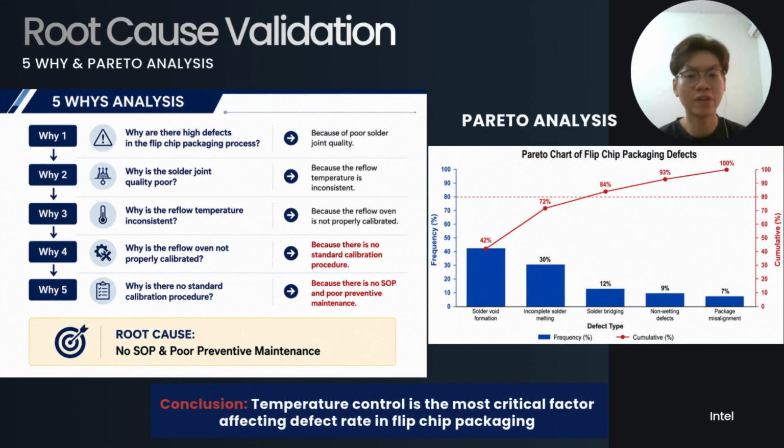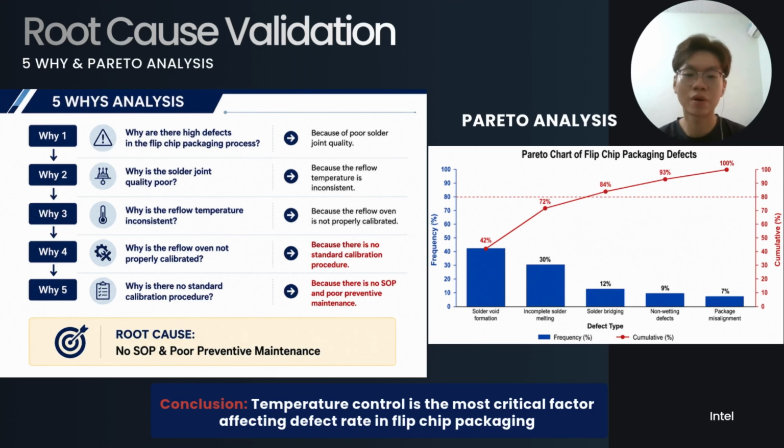After we identify the potential cause, we need to further validate which one is the root cause of the problem, and we use the five whys analysis and Pareto analysis. The five whys analysis helps us to track the problem step by step, and we found that the temperature inconsistency was mainly caused by the absence of a standard calibration procedure and inadequate preventive maintenance practice.